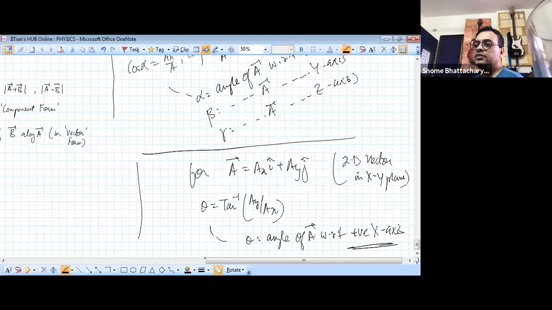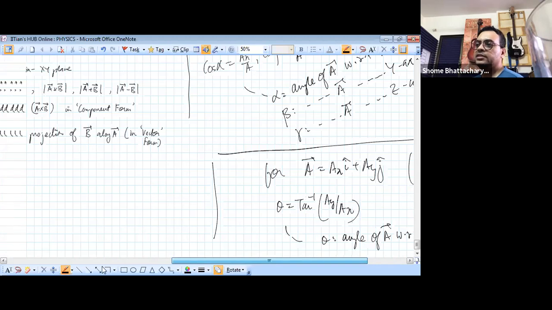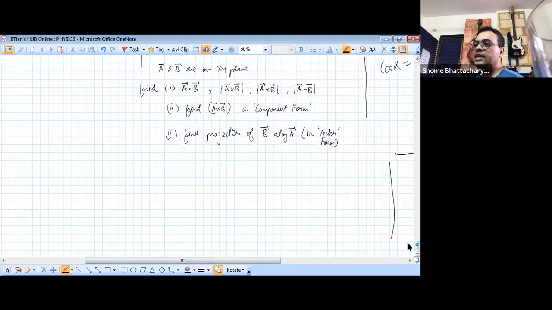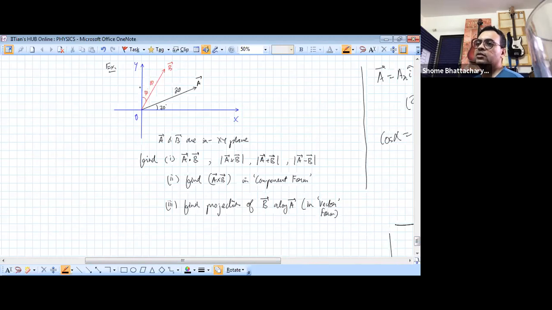So these are the two cases in which we find the angle. And then the angle with the y-axis just becomes 90 minus theta. So if it is two-dimensional, then the angle just becomes 90 minus theta. In three-dimensional, you have to use the direction cosines. And for the angle between two vectors, you always use this formula: cos theta is equal to A dot B divided by AB.